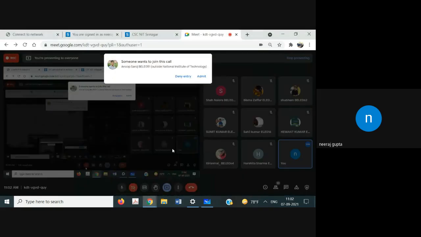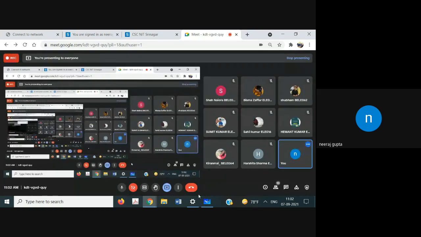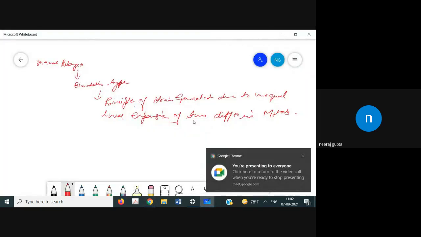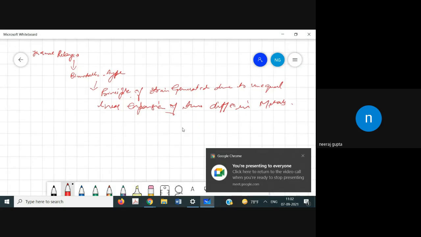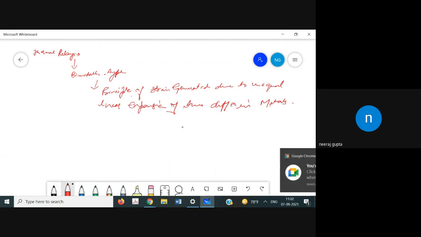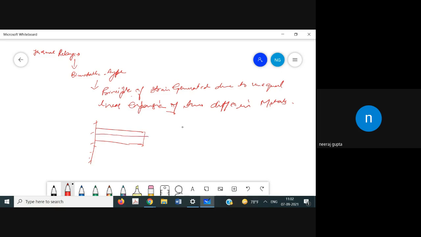Now, what does it mean? It means that we have two different metals in this type of relay. So let us suppose that this is the base, and we have the two different metals. Let it be AB and CD.